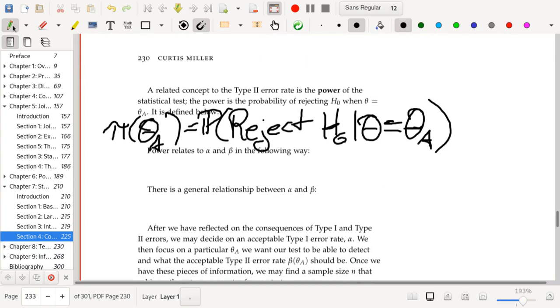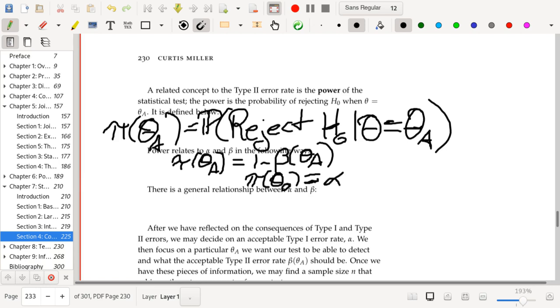Power actually nicely relates both type 1 and type 2 errors, because pi of theta A in general is the probability of rejecting the null hypothesis when theta equals theta A, which is the opposite of not rejecting the null hypothesis when theta equals theta A. Those are complementary events. And thus, you get that the power at theta A is 1 minus the type 2 error probability at theta A. So you have that relationship between power and type 2 error rates, and additionally, the power at theta naught is the probability of rejecting the null hypothesis when theta equals theta naught, in other words, when the null hypothesis is true, and that is going to be alpha, as described earlier.